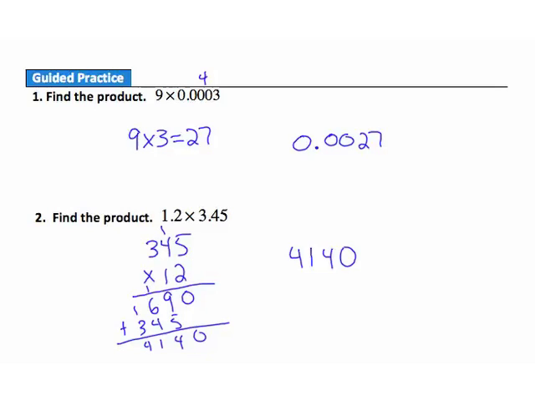Now, if I go back to my problem, I have 1 digit behind the decimal there, 2 digits there, so I need to have a total of 3 digits behind the decimal in my answer. So I'm going to come and put the decimal right there. So I get a final answer of 4.140.